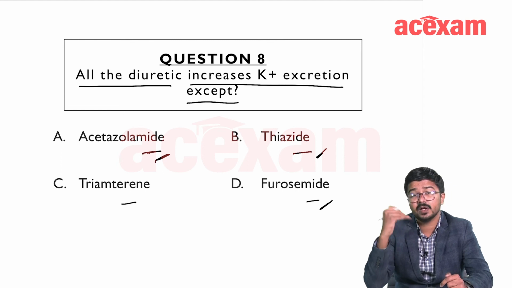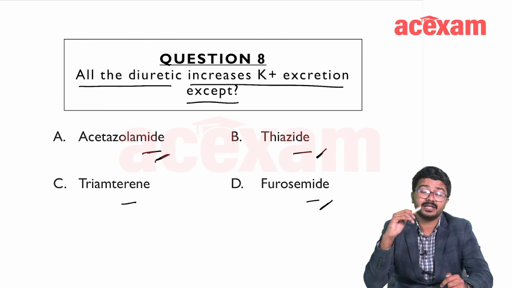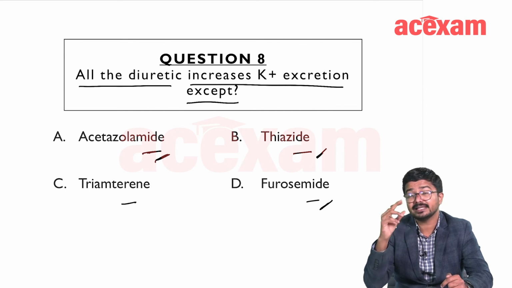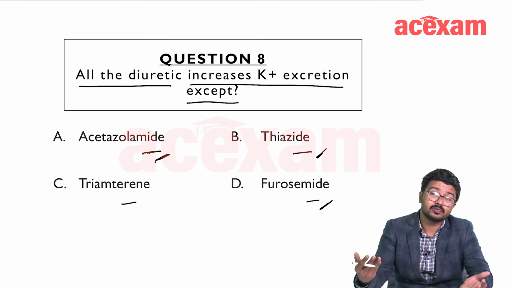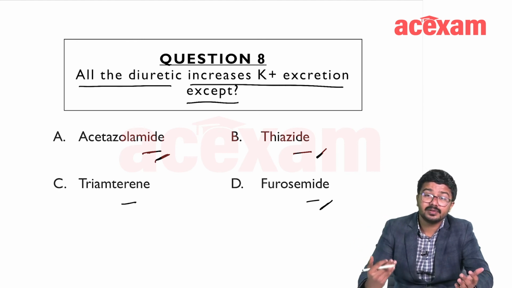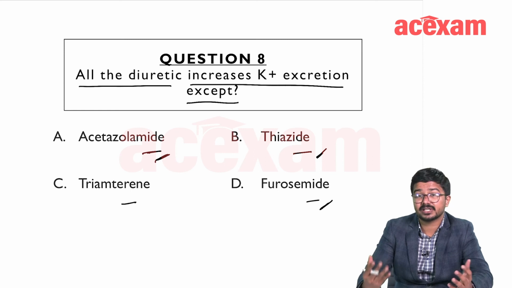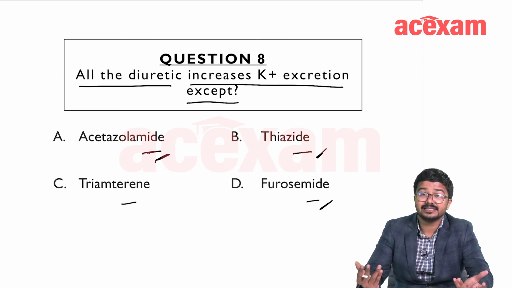Triamterene is going to act at the level of the collecting tubule and it is going to be an ENaC inhibitor. But triamterene also has one more name. What is that? That is a potassium sparing diuretic. So why does it have the name potassium sparing? Because it spares the excessive release of potassium. So if you remember this particular word, potassium sparing diuretic, this is a very easy answer.